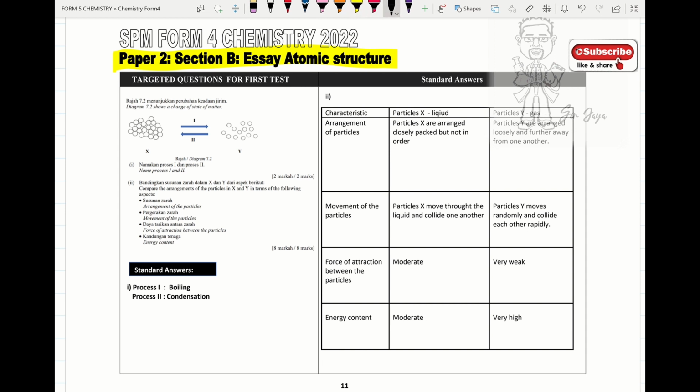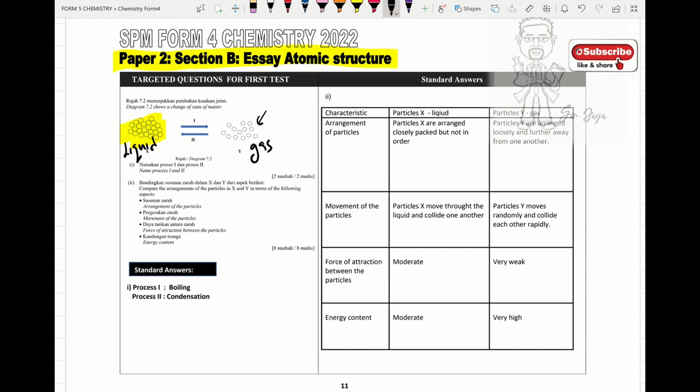So the conversion of matter is given, the particles are arranged closely packed. Please check the question. The substance X particles are arranged closely packed but not in order, therefore this substance X is in the liquid state. And here the particles are arranged loosely. There is a space between the particles, so particle Y will be in gas state.